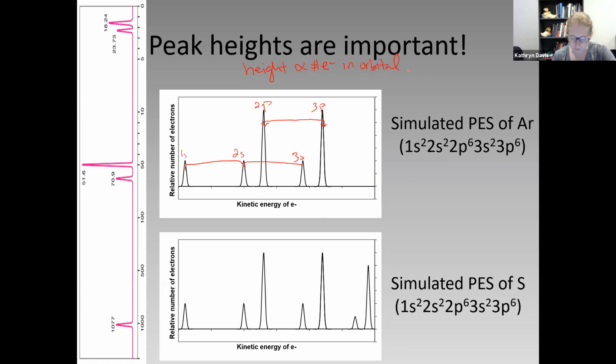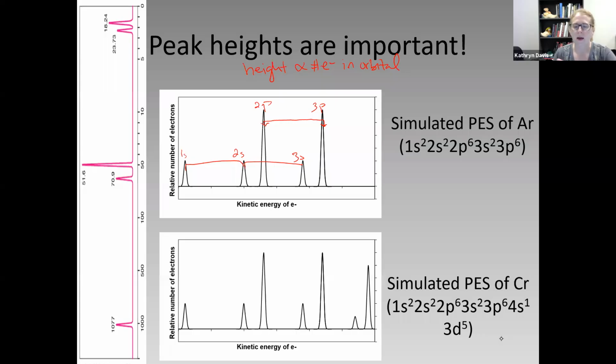Now I look at sulfur, and here's where I can tell part of the difference. And now I return to my chromium from the other slide, right? We said 1s and 2s and 2p, 3s, 3p, 4s, 3d, right? Again, same height or same height. So they must be the same number of electrons, but these two are not the same height, so I know that they're different. I use the relative heights to get the relative numbers of electrons.